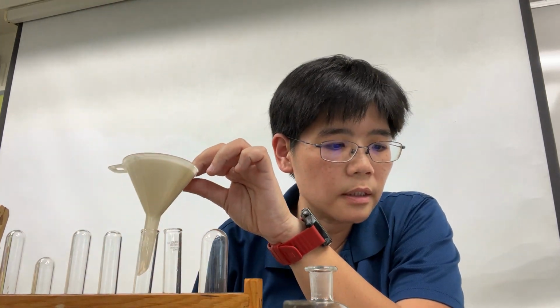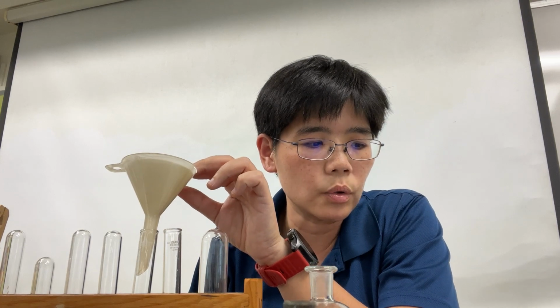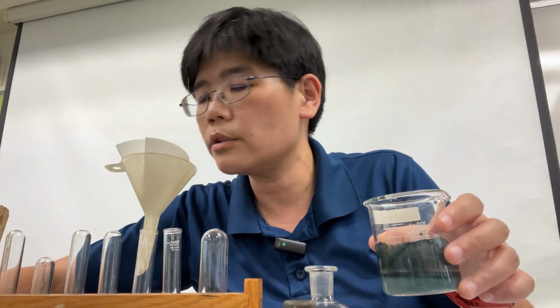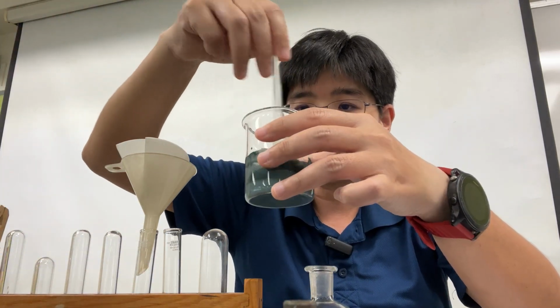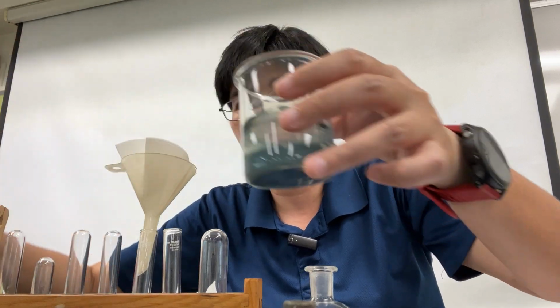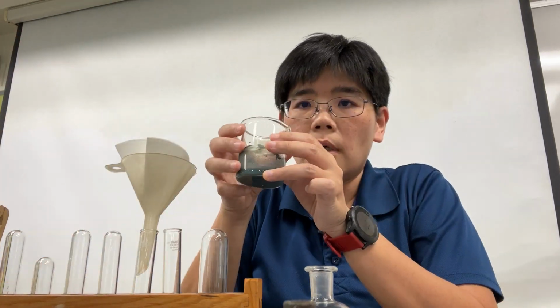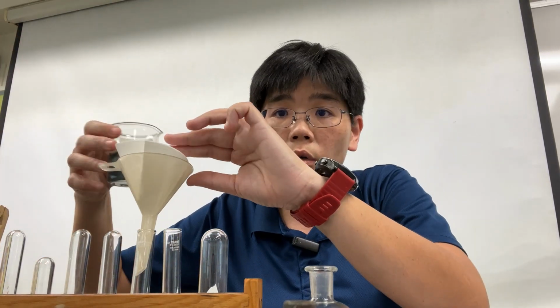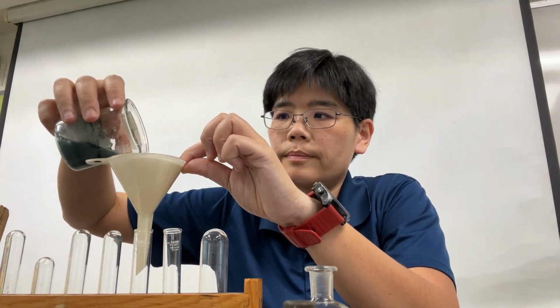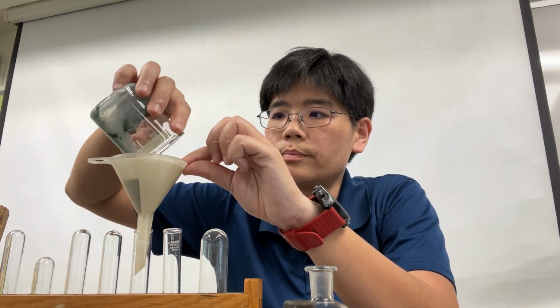Stir the mixture in the beaker and pour it into the filter funnel. So I will stir the mixture. You can use the glass rod again. Stir the mixture and then pour it into the filter funnel. You can hold the paper down with a finger and then pour it. Filter it through.